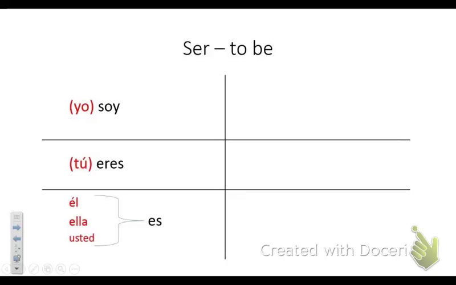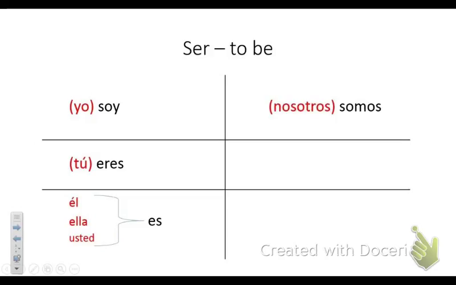This bottom box we have él, ella, and usted. Those all three go to the conjugation of es. So this is more important to show the pronoun when you say it or when you write it, so that way you know who you're talking about. So él es, ella es, usted es. So it's a little bit more convenient if you put the pronouns in with the conjugation as well.